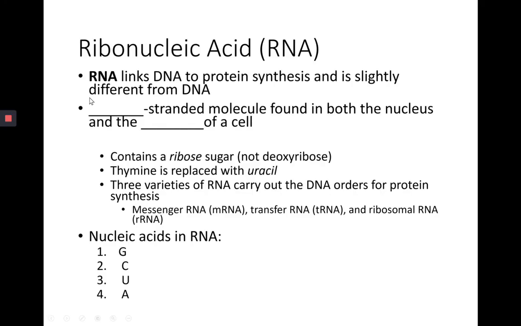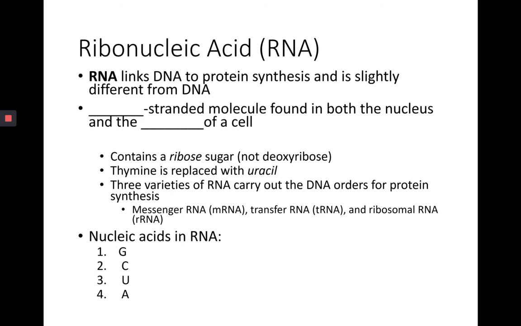So now let's look at RNA. RNA is ribonucleic acid, and whereas DNA had deoxyribose as its sugar, RNA has ribose as its sugar. Both deoxyribose and ribose are monosaccharides. RNA is also a single helix, so it's a single-stranded molecule.